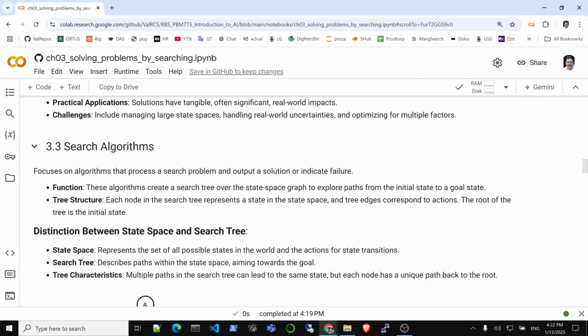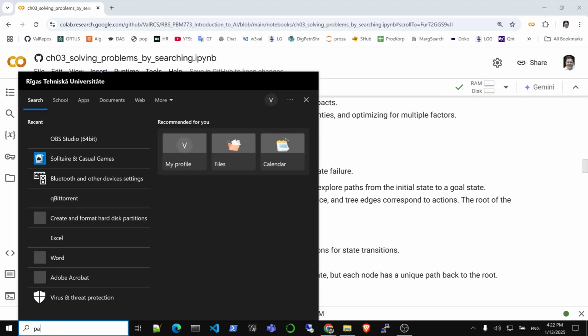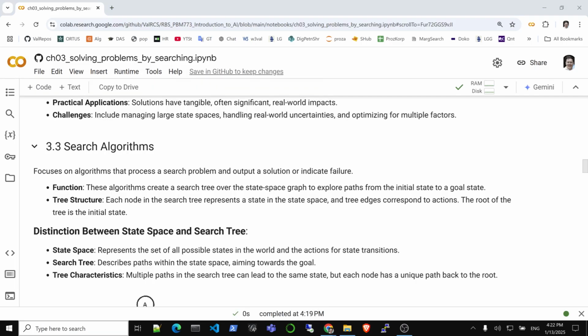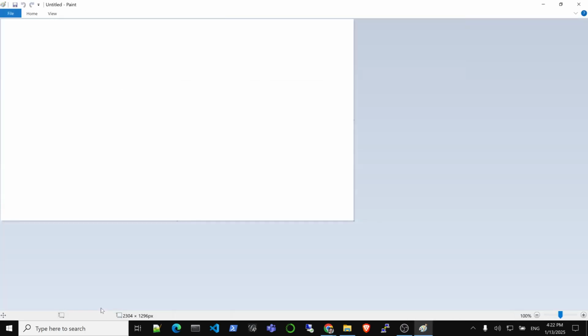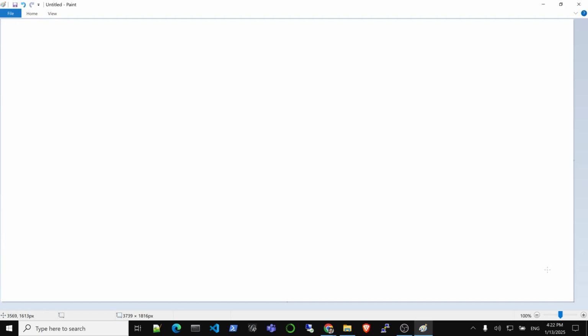So the idea, of course, is we use some sort of search algorithm. We explore, and we have a starting point. Maybe I'll use my paint again. Yeah, I can use paint here. Where's my pen? Is that pen here? Yeah.